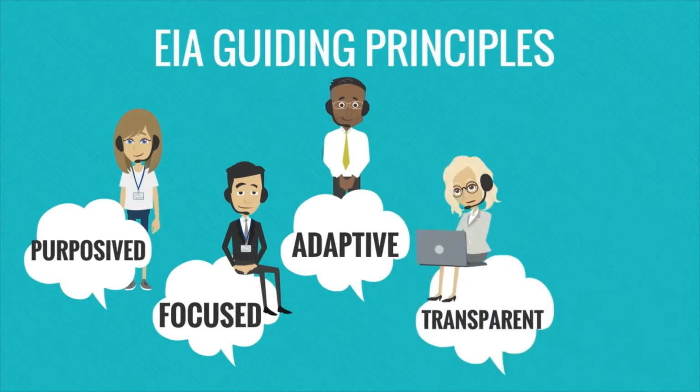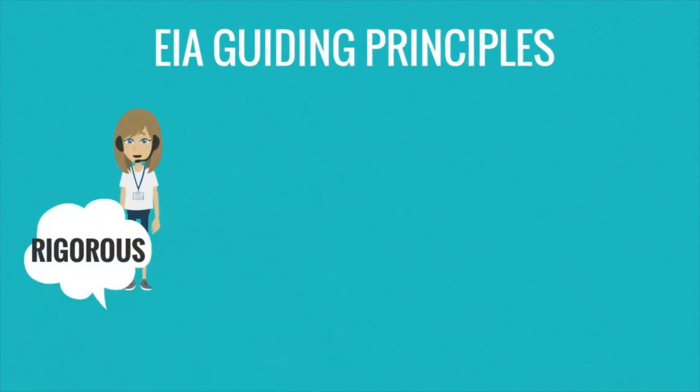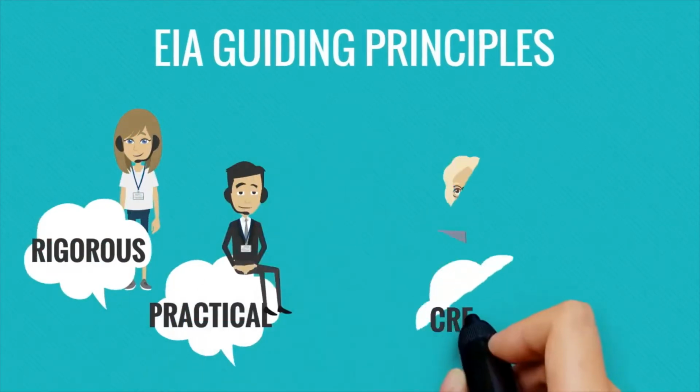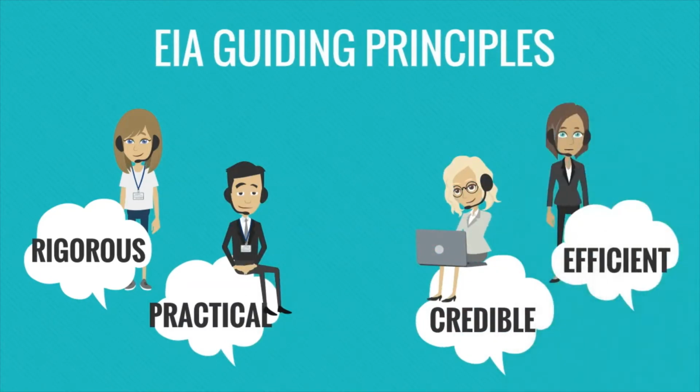Transparent, clear and easily understood. Participative, fully involving the public. Rigorous, employing best practicable methodology. Practical, establishing mitigation measures that work. Credible, carried out with objectivity and professionalism. Efficient, imposing least cost burden on proponents.